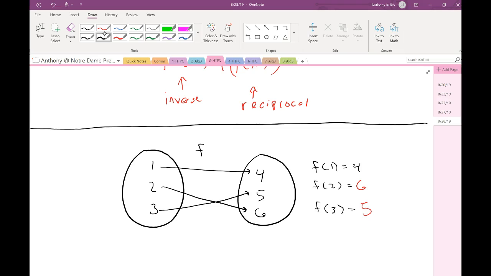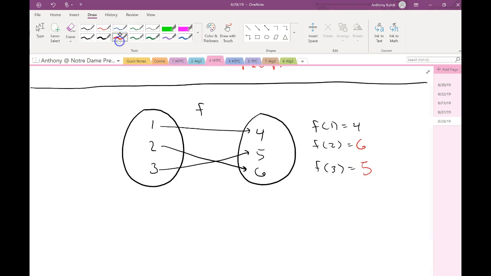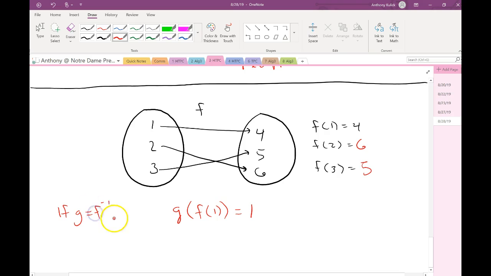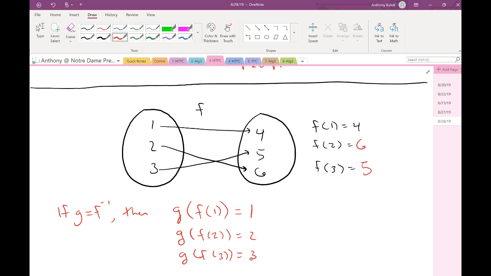Okay. So if we go back to our definition of an inverse, if I wanted to do g of f of 1, I would need that to equal 1. If g is f inverse, then g of f of 1 needs to be 1, g of f of 2 needs to be 2, and g of f of 3 needs to be 3. Right? That's what the definition says. Everybody okay with that idea?